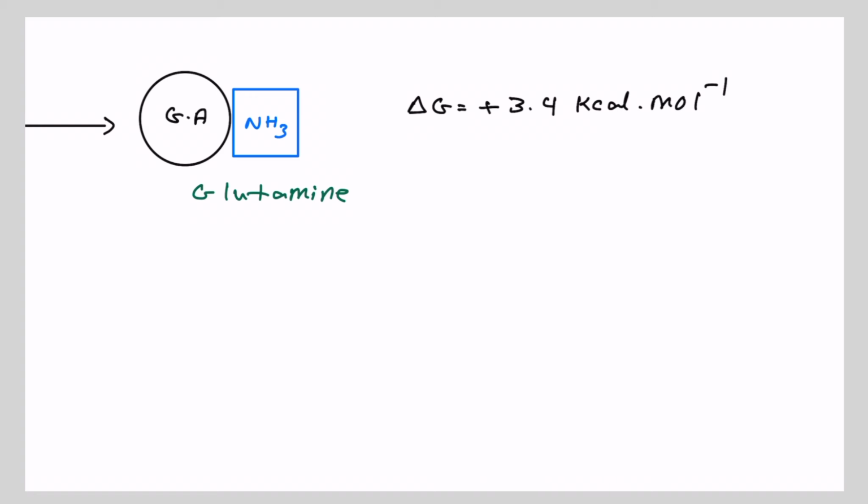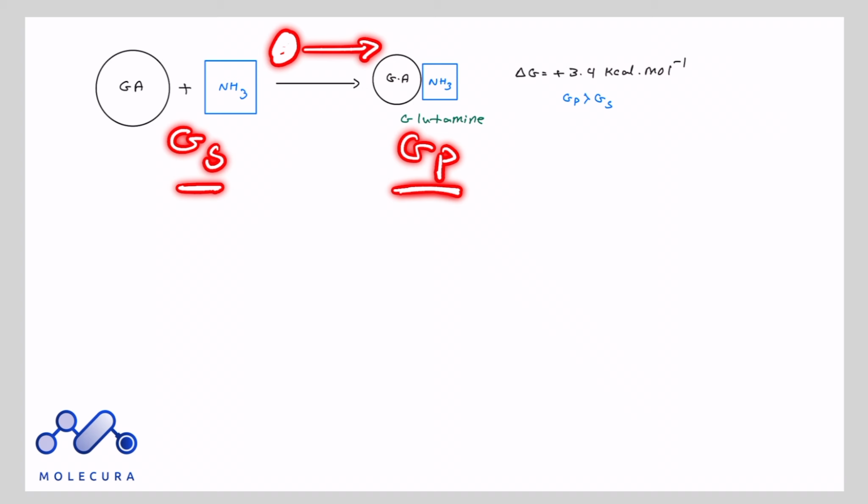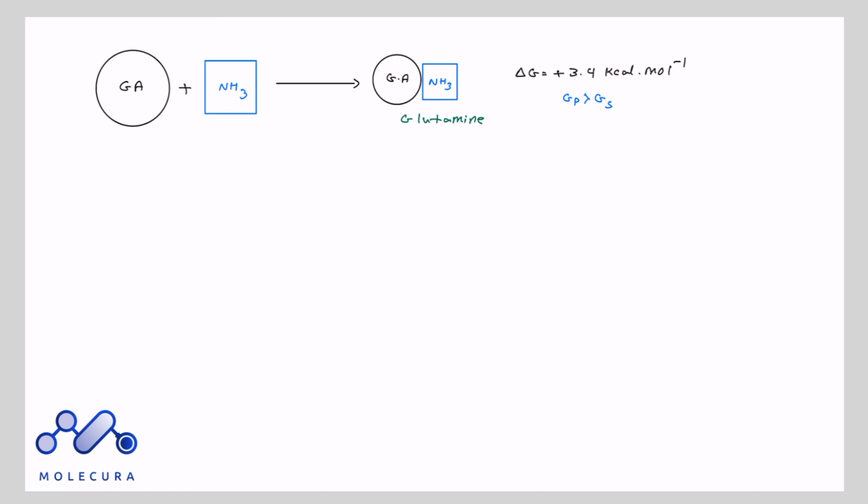So what's happening here is that this reaction is thermodynamically unfavorable. This reaction will not go forward without input of energy. Why? Because the energy of the product is more than the energy of the substrate. So this is our substrate and this is our product. The energy level of the product is more than the energy level of the substrate. So for this reaction to happen, there needs to be an addition of energy for this reaction to go forward. And this is how ATP is going to help us.